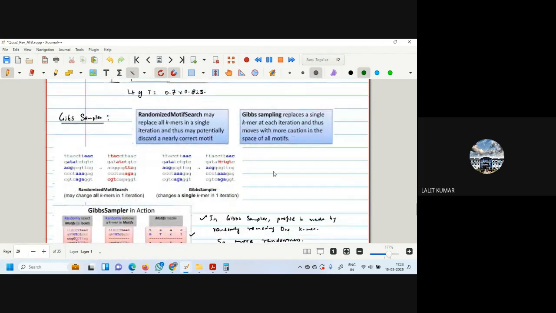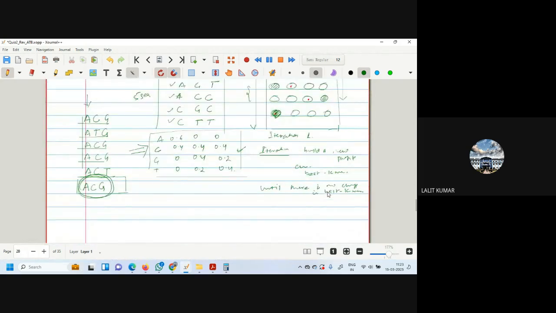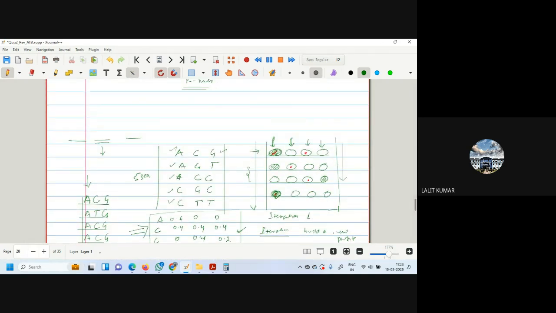In Gibbs sampling, what happens? In the first iteration, we were selecting the k-mers for all the sequences. In Gibbs sampling, we add further randomness. You select these k-mers, so you have randomly selected some k-mers. And what do you do? One of the k-mers you delete from the sequence. This sequence has other k-mers also. So you have deleted this one.